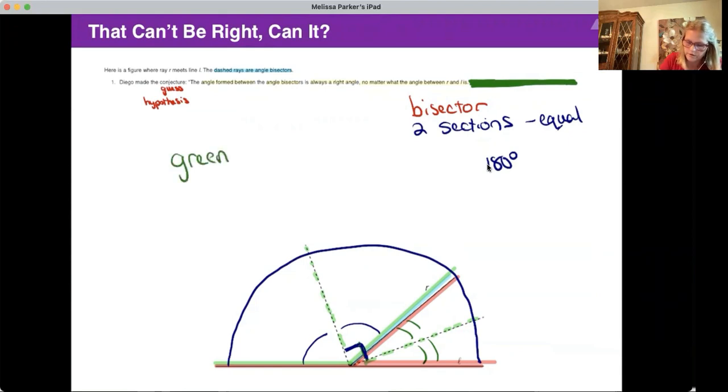Okay, this is just to get you started. Assign a measurement to the red angle, remembering what those angles have to add up to. Then you can further break it down and go about problem solving to see if Diego's conclusion is correct. Okay, so those are your hints. Green angle equals red angle. Assign a measurement value.